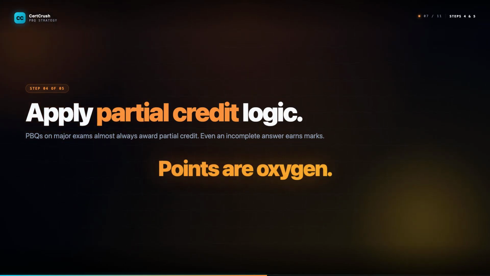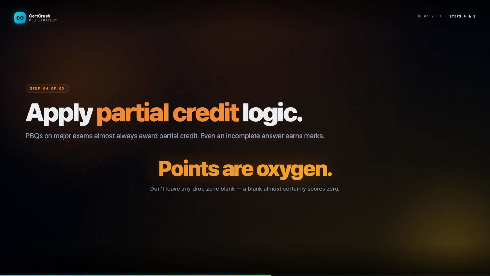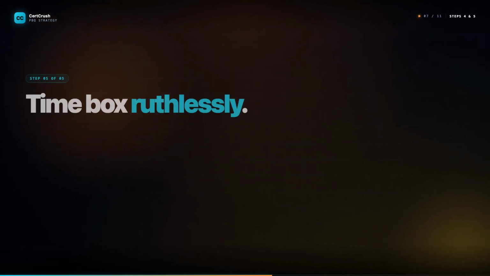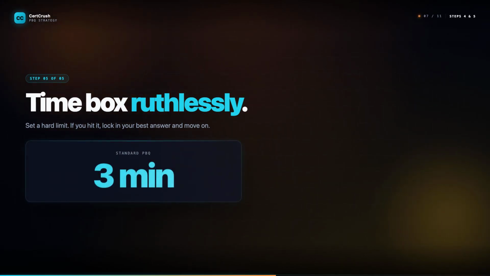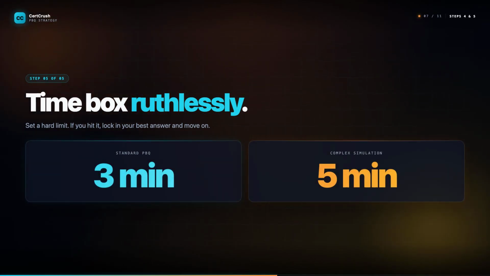Translate that into behavior. If a PBQ has 6 subtasks, and you only know 4 of them, complete the 4. Attempt the 5th with your best guess. Time box ruthlessly. Set a hard limit. I use 3 minutes for a standard PBQ, 5 minutes for a complex simulation.